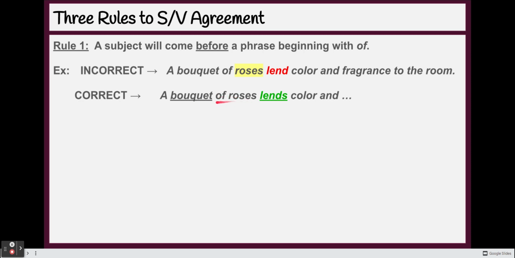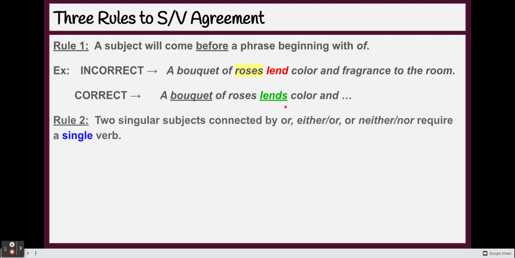Essentially, we should be able to take out the prepositional phrase here of roses. If we were to delete that or skip over it or cross it off or ignore it, our sentence should still make sense. It does not make sense to say a bouquet lend color and fragrance to the room. But it does make sense to say a bouquet lends color and fragrance to the room. So you should be able to delete these words in the middle and the sentence should ideally make sense. If it doesn't, you know that you're not identifying the correct subject to match the verb with.